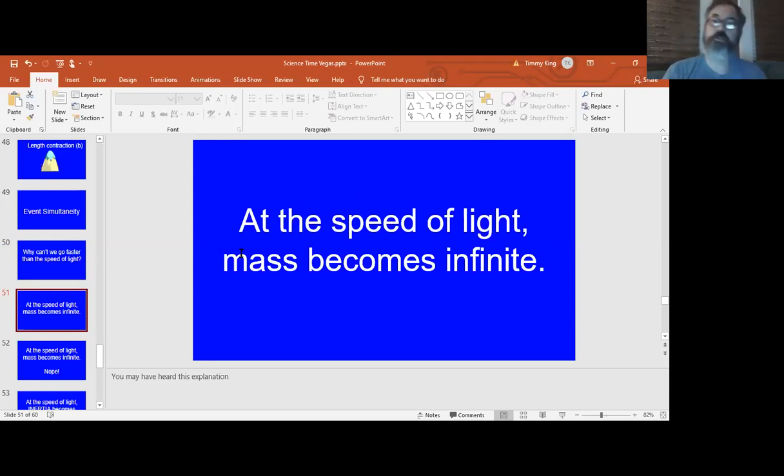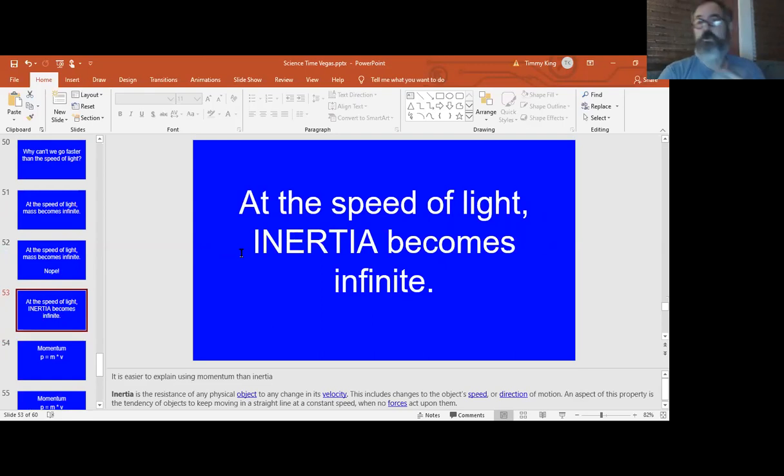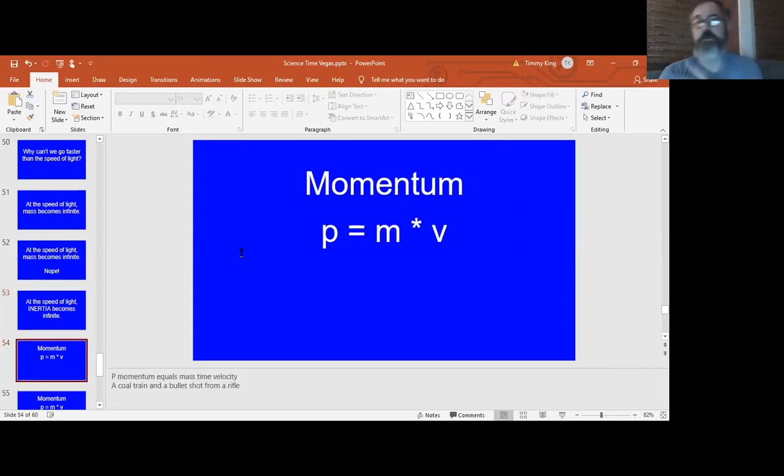Not true at all. It has nothing to do with your mass becoming infinite. Your mass does not become infinite. It's an impossibility. Your mass always stays the same as your mass. What does happen is your inertia becomes infinite. And to explain that, I'm going to use something called momentum, because momentum is a very common thing. It's very much like inertia.